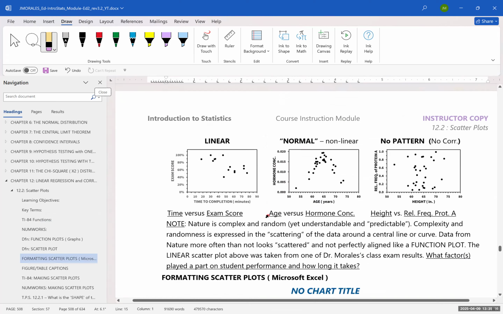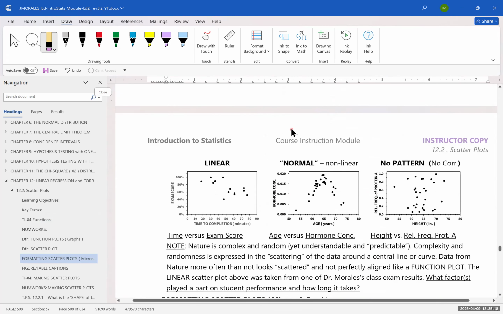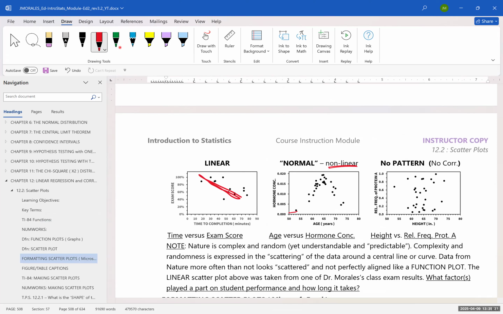Now, scatter plots can end up being linear. Okay, so like our example, it looks like there's a linear trend to the data. The data could be nonlinear. So for example, it could be normal, meaning it looks like a normal distribution. Could be something like that. Or there could be no pattern at all. So, it doesn't really look like you could draw a line through these data points that looks like that, and it appears to fit them.